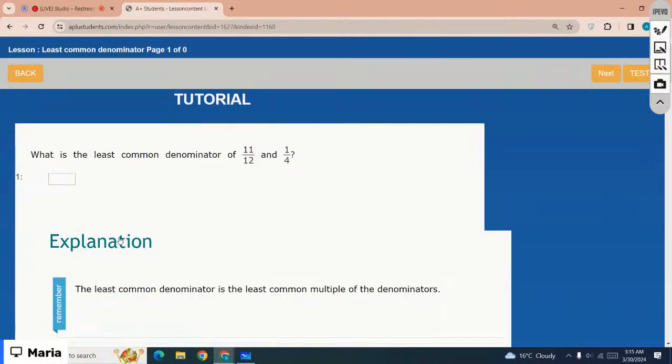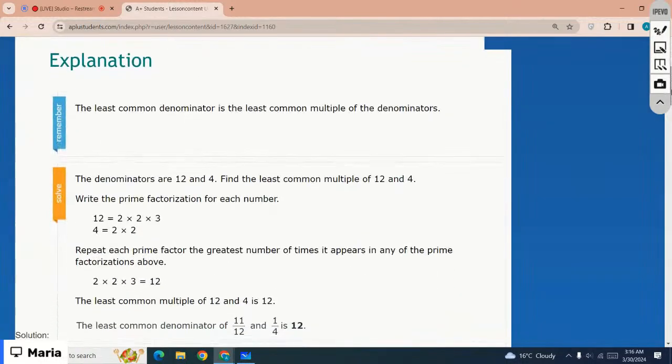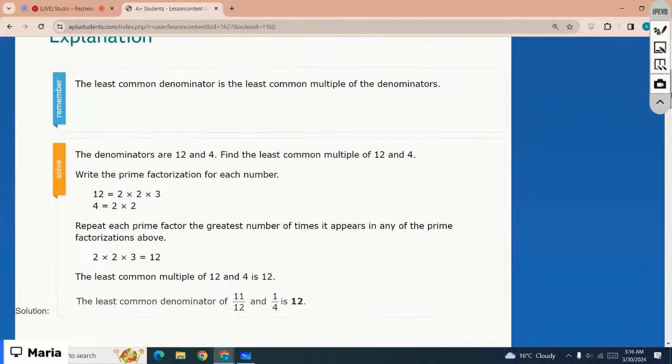Okay, so the first example is, what is the least common denominator of 11 by 12 and 1 over 4, right? So the least common denominator is the least common multiple of the denominators, right? So you are given the fractions 11 over 12 and 1 over 4. So let's just see which is the least common denominator. The denominators are 12 and 4.